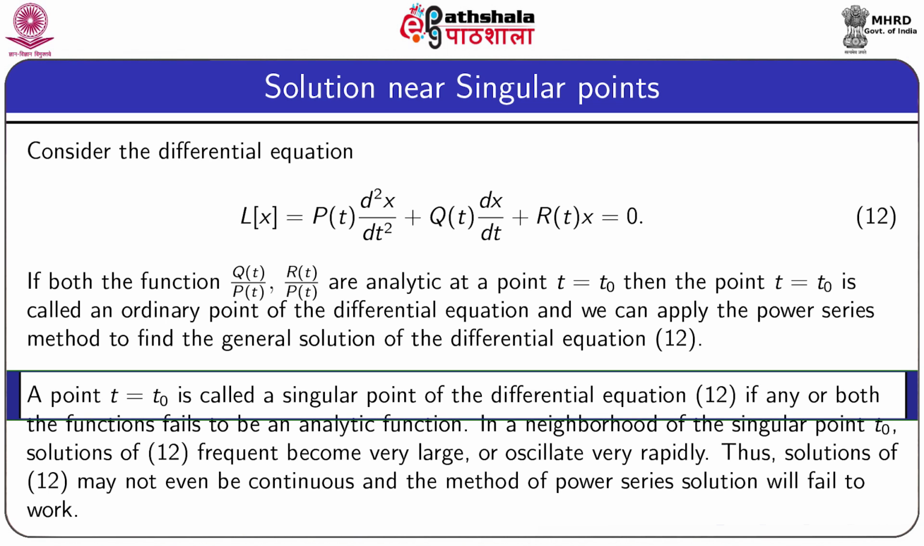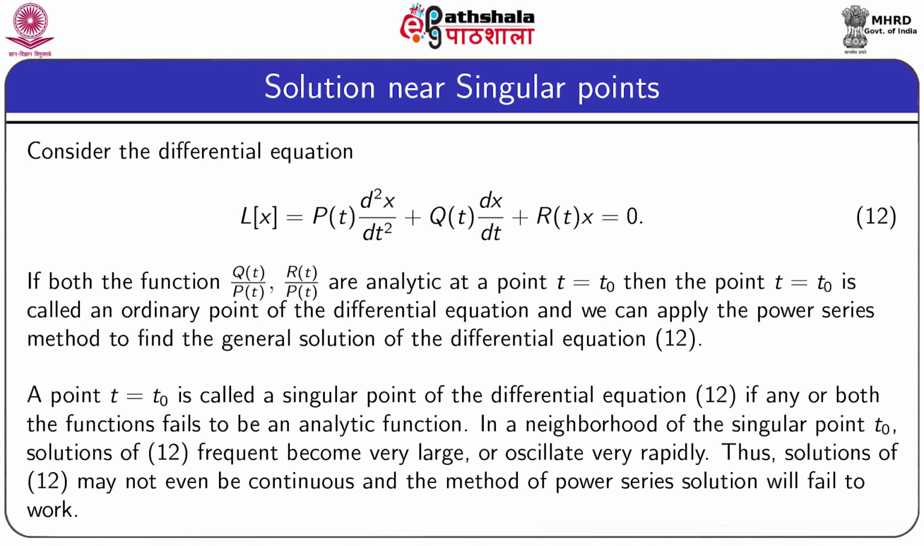As defined before, a point t equal to t0 is called a singular point of the differential equation 12 if any one or both the functions fails to be an analytic function. In the neighborhood of the singular point t0, the solution of equation 12 becomes very large or oscillates very rapidly. Thus, the solution of 12 may not be even continuous, and the method of power series solution will fail to work.